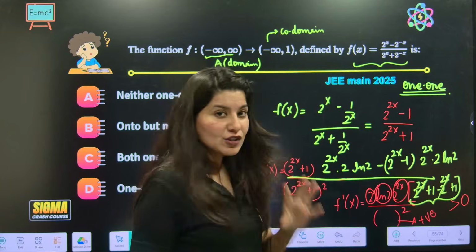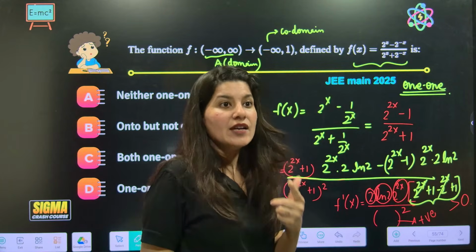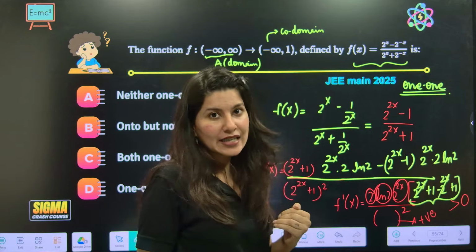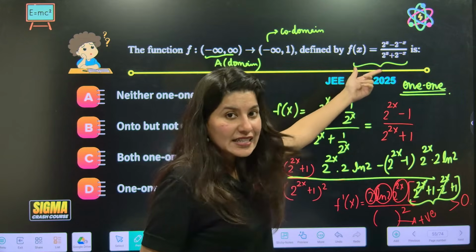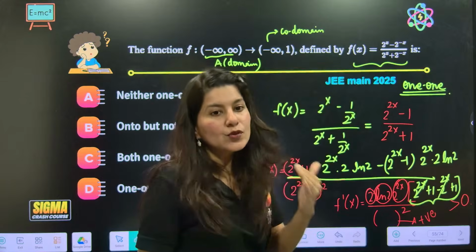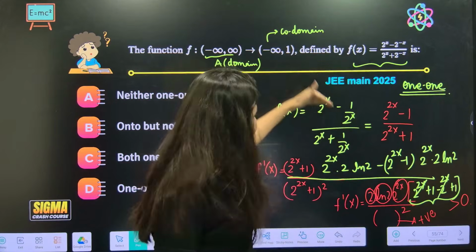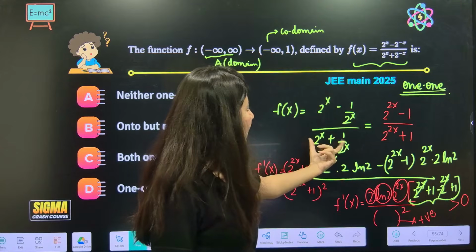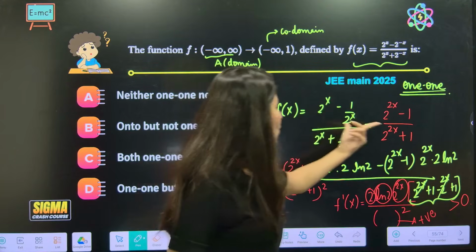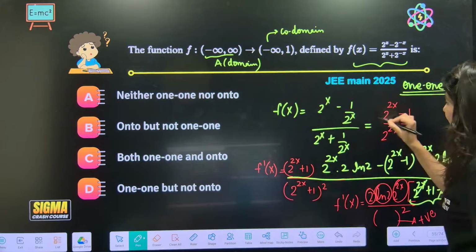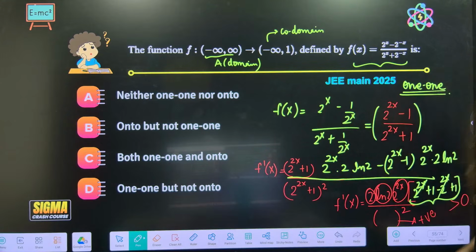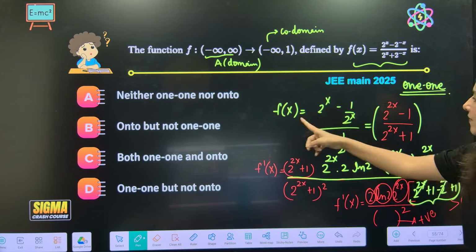Okay, so first 1-1. I told you for 1-1 we have to differentiate the function. This is my f(x). Before differentiating, I would like to simplify this expression. So how will I simplify? 2 power minus x, like this, and cross multiply and solve it. This is what my f(x) is going to look like.